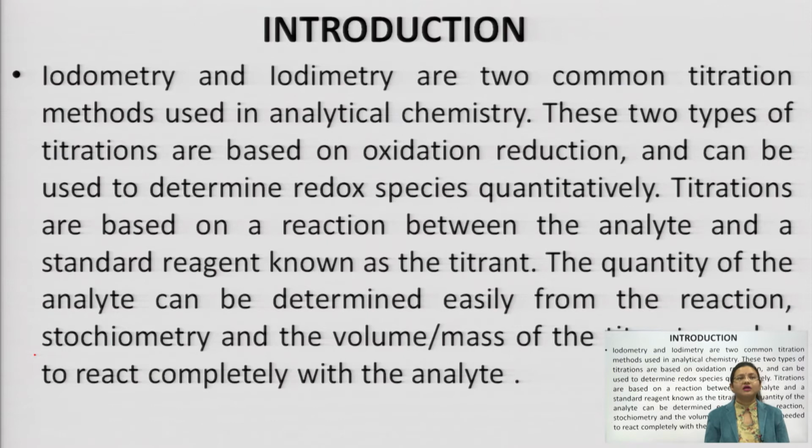Iodometry and iodimetry are two common types of titrations which fall in the redox titration category, and they are very important for analytical chemistry. These two types of titrations are based on oxidation reduction reactions and can be used to determine almost all types of redox species quantitatively.